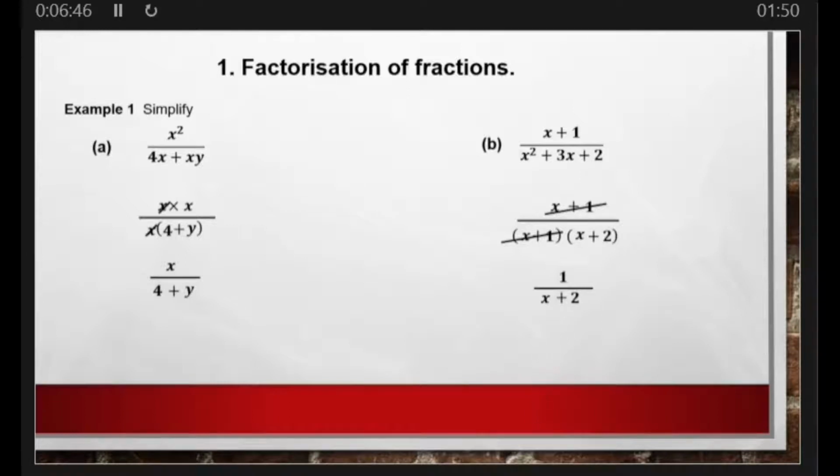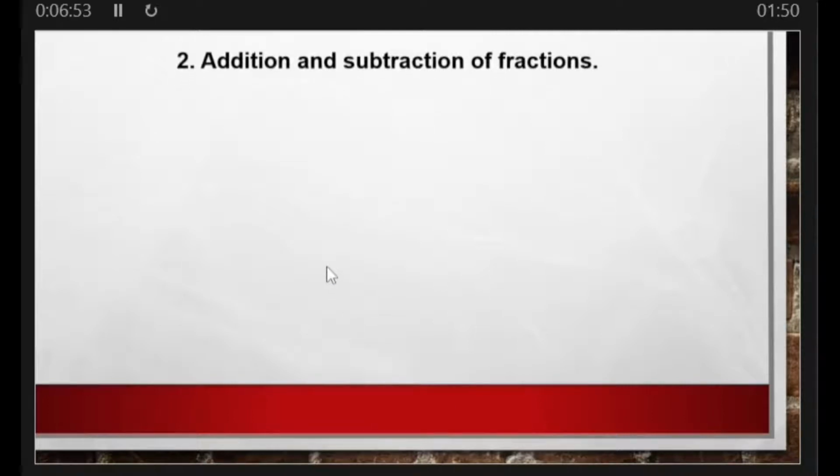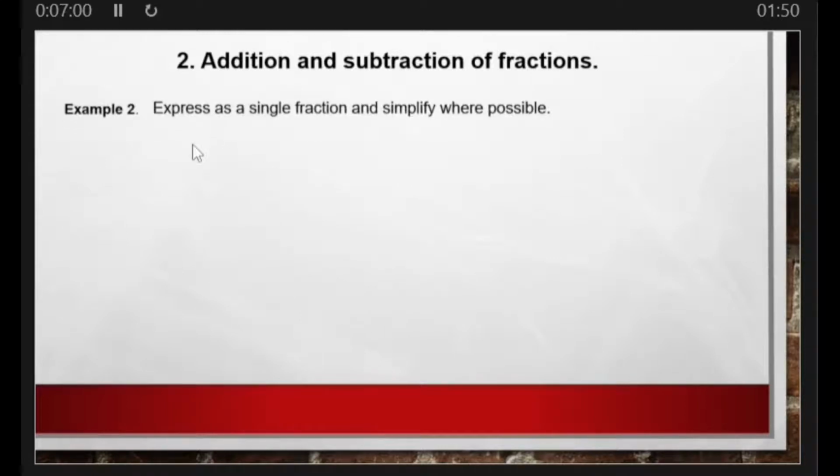So let's go to another question, which is on addition and subtraction of fractions. So we have example 2. So example 2 says express as a single fraction and simplify where possible.